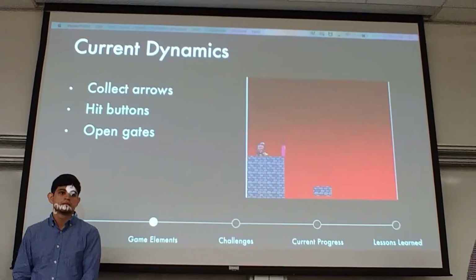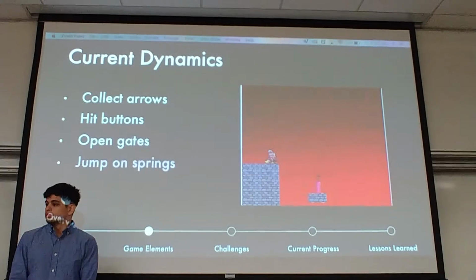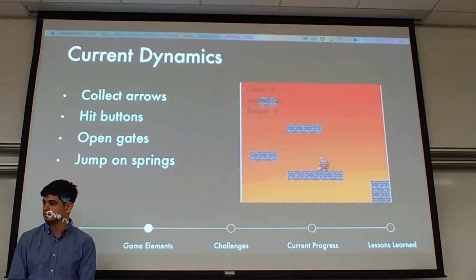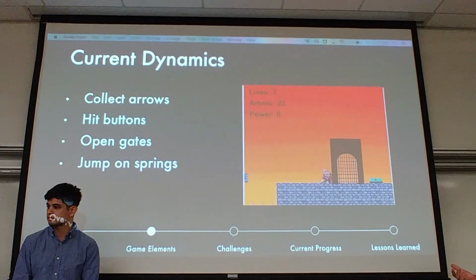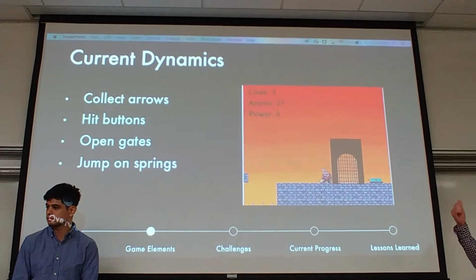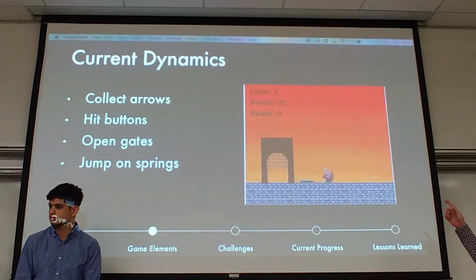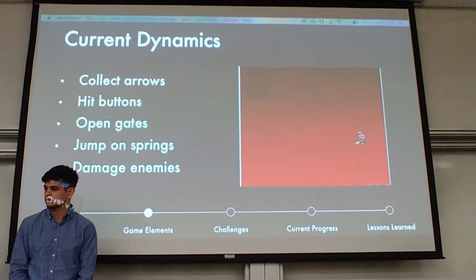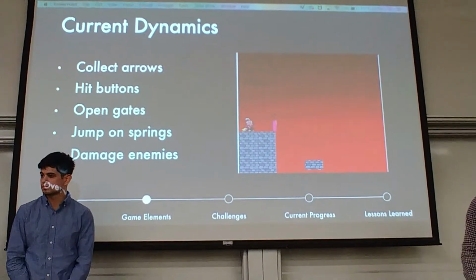And another thing that we implemented in terms of dynamics is also a spring. So you can jump on springs to access hard-to-access platforms. So we thought that all these features would vary up gameplay. So for example, right here, you can't move through until you hit the button, and then you jump on the spring. And finally, with the arrows, you can also damage enemies. So those are our core dynamics of the game.